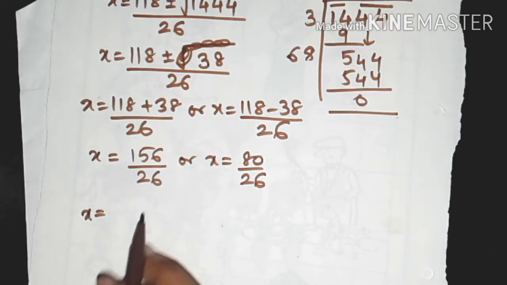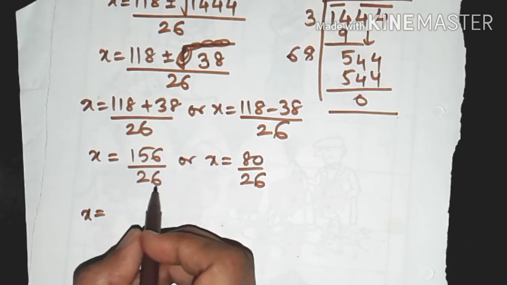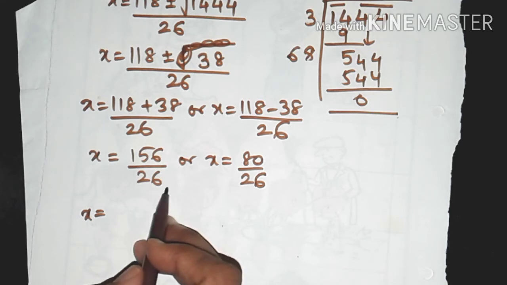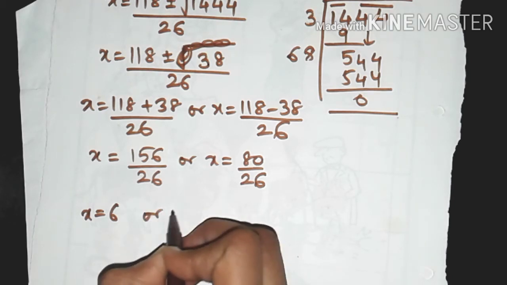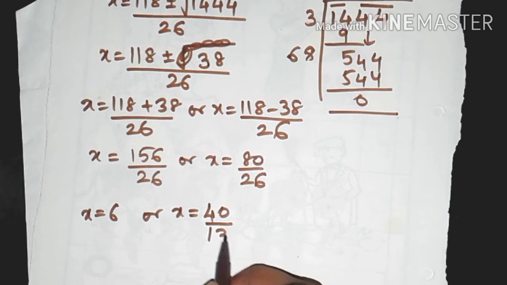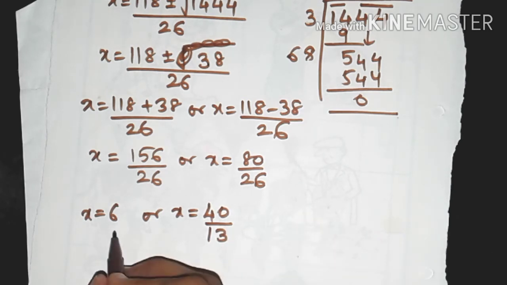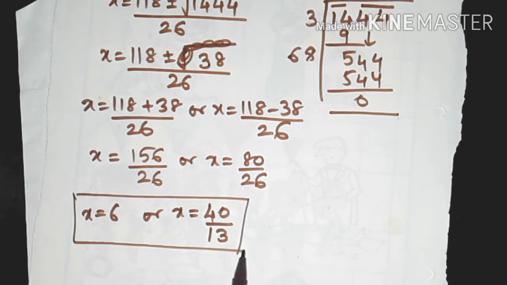Now just check, friends, whether it is completely divisible. In this case, it will go completely in the 26 table, I think. 26 6s are 156. So you'll get x equal to 6, or here you will be able to reduce it, I think in 2's table it will go, is it not? So you'll get 40 by 13. So therefore this is the solution set, x is equal to 6 or x equal to 40 upon 13.